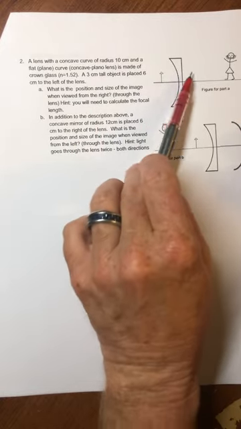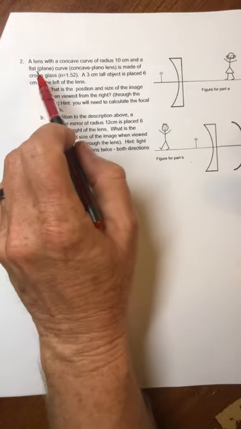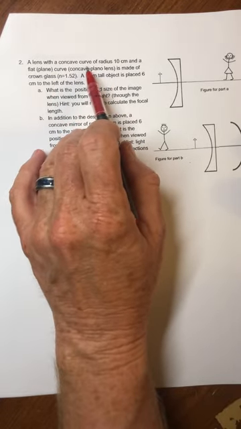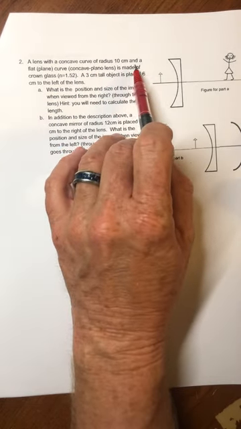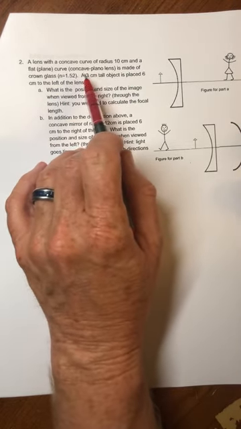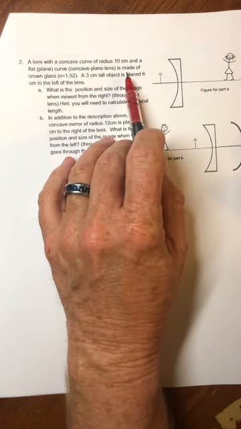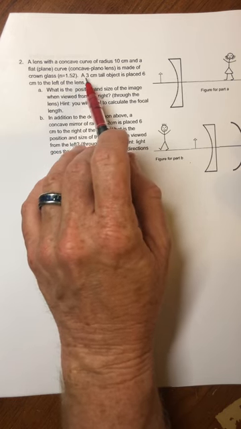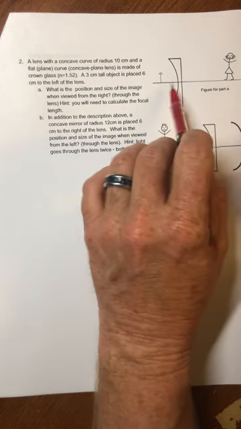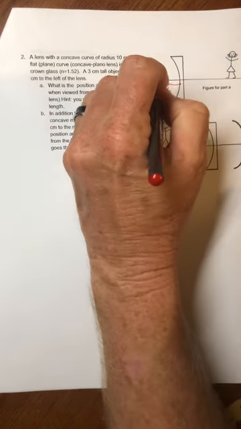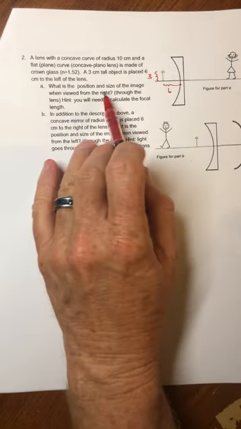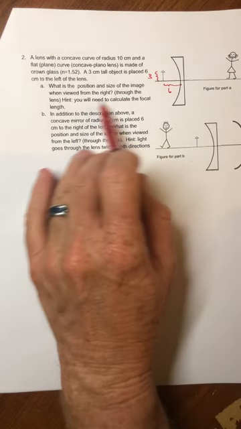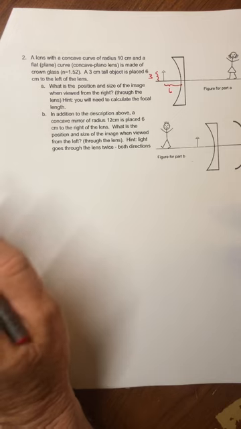All right, so let's start with A, and they got a nice little figure showing somebody observing an arrowhead through, looks like, a diverging lens. A lens with a concave curve of radius 10 centimeters and a flat curve, that is a concave plano lens, is made out of crown glass, which has an index of 1.24. There is a 3 centimeter tall object, and it is placed 6 centimeters to the left of the lens. What is the position and the size of the image as viewed from the right? That is through the lens. And of course, a little hint, you'll need to calculate the focal length.